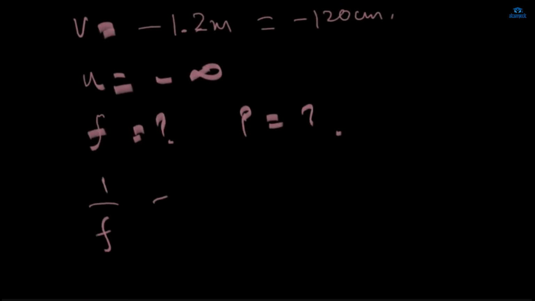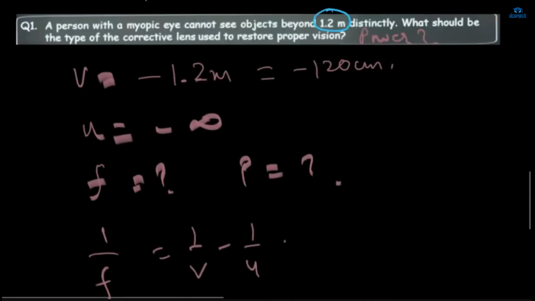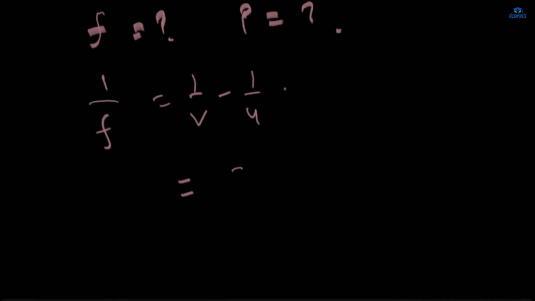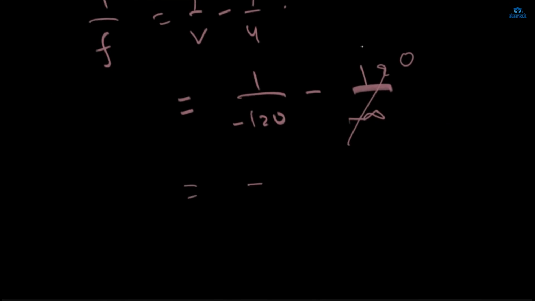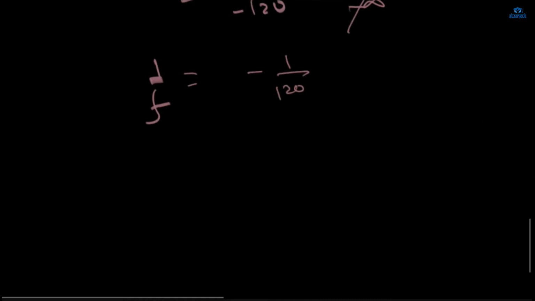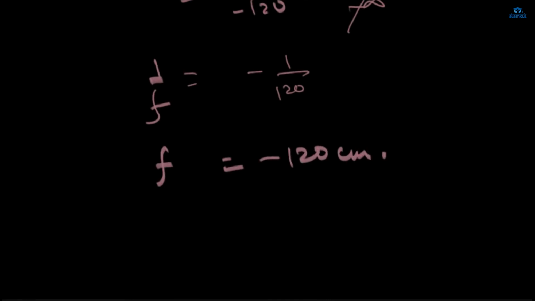To find f and power, we use 1 by f is equal to 1 by v minus 1 by u. Putting in the formula, v is minus 120, so 1 by minus 120, and minus 1 upon u, where u is infinity, so it will be 0. 1 upon infinity, or any number upon infinity, will be 0, right? So it will be minus 1 upon 120. Okay, 1 by f, means f will be minus 120 centimeter. Now we have found f.